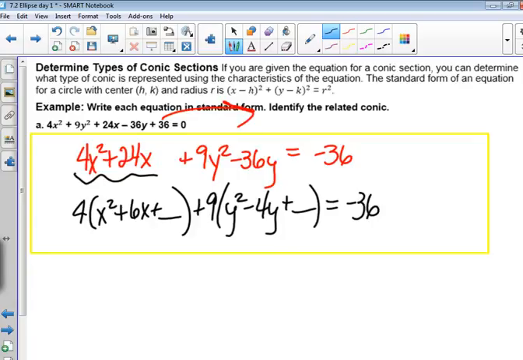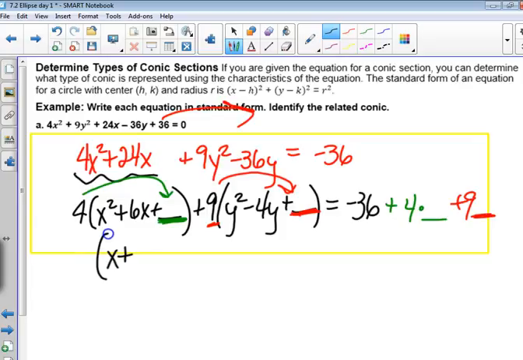Now, this is the problem students struggle with. When I put a number in this green blank, it gets multiplied by 4. Do you see that? So when I go over here, I'm going to add 4 of those green things. When I put a number in this blank, it gets multiplied by 9. So I'm going to add 9 of those red blanks. So what I would do is I would go x plus half of this is 3. Are you following along? Squared is 9.